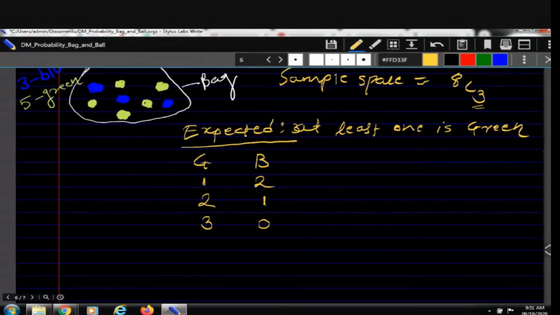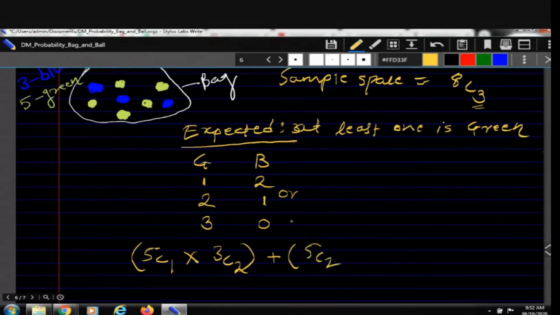How to write? Read this as: you have to select one green ball. One green ball can be selected in 5C1 ways, and, and means multiplication, two blue balls. So two blue balls out of three can be selected in 3C2 ways. One green and two blue, or. Here it is or. So or means plus: or two green, 5C2, and one blue, 3C1.